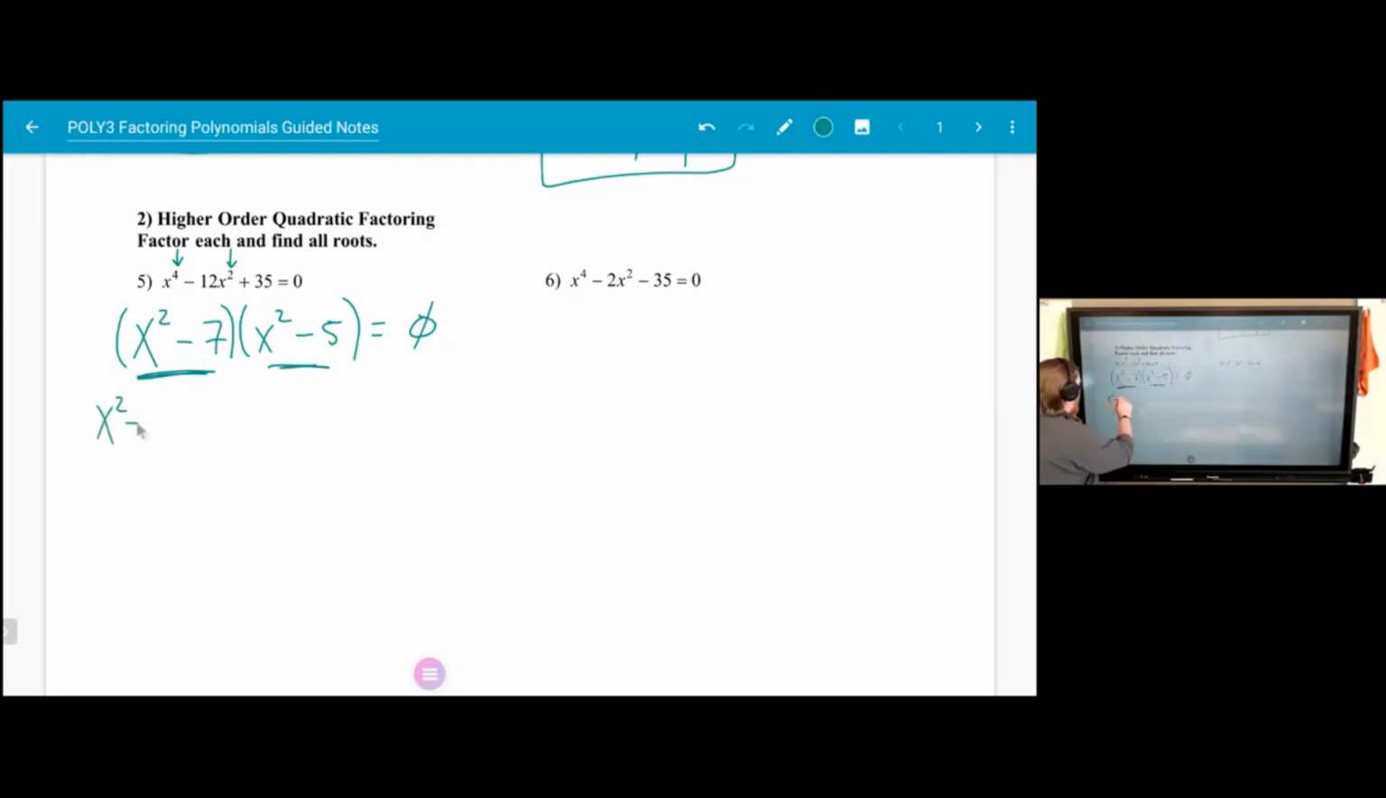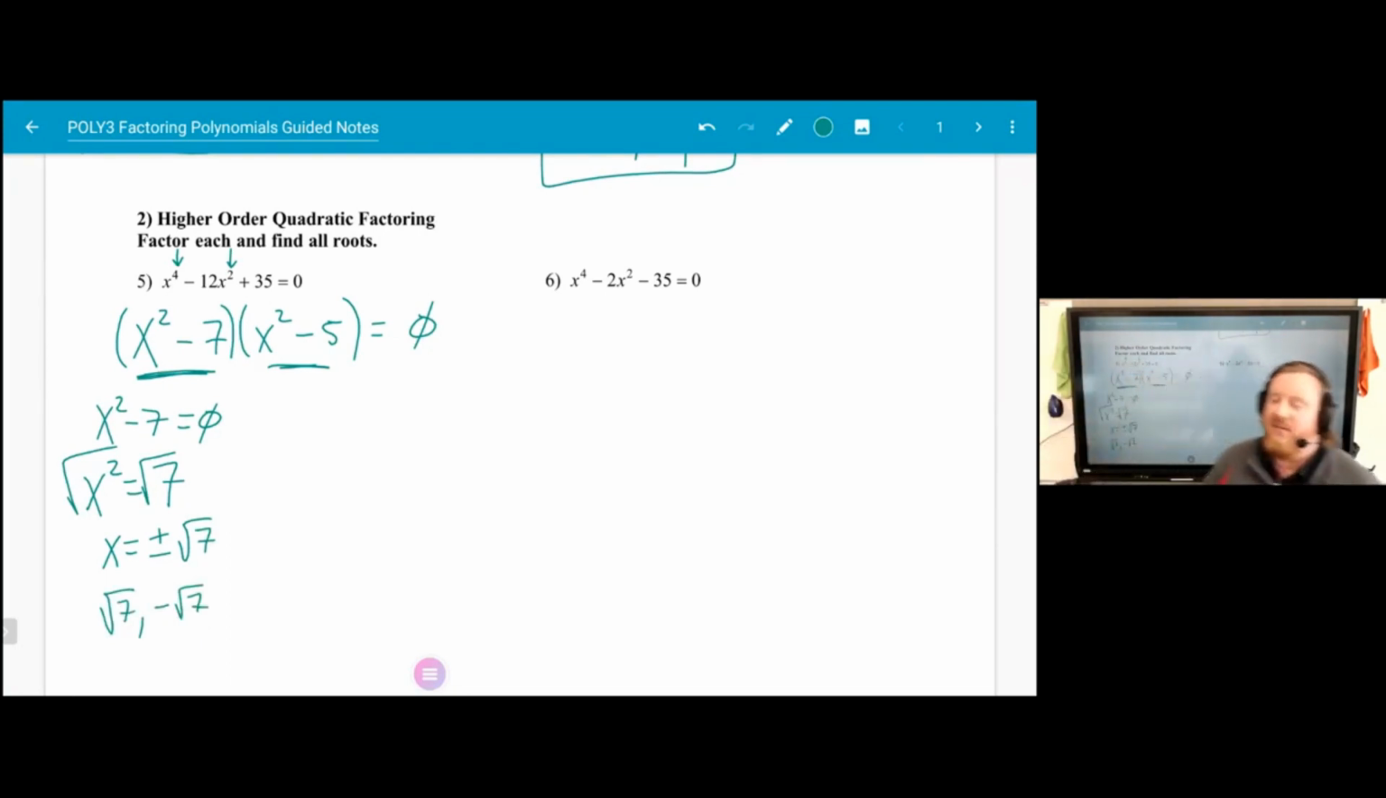X squared minus 7 equals 0. I add 7 to both sides. X squared equals 7. Well, how do I solve for that? Take the square root of both sides. X equals plus or minus the square root of 7. This just gave me 2 solutions. Positive square root of 7, negative square root of 7. I need 2 more, and where am I going to find 2 more answers in here?